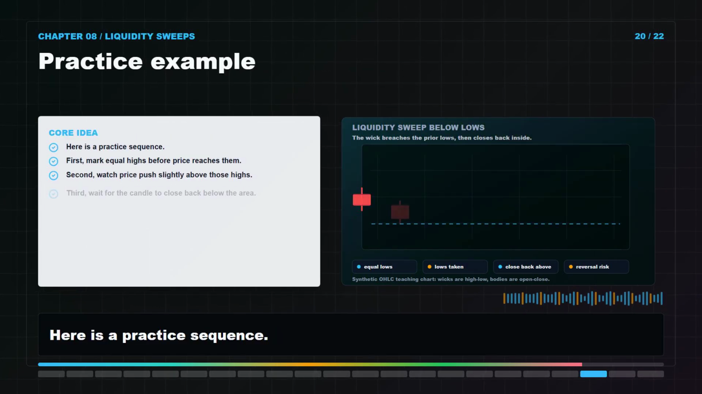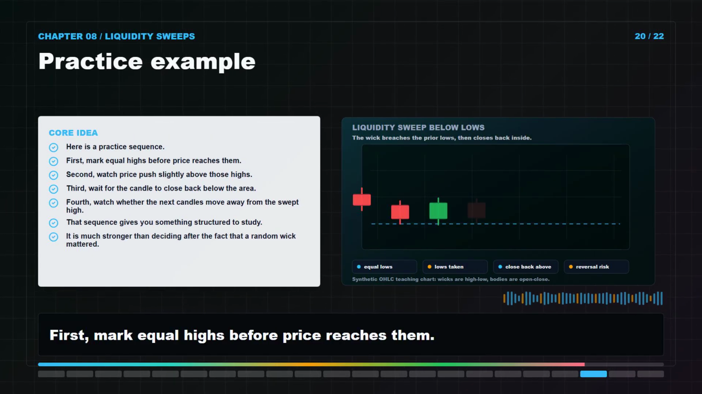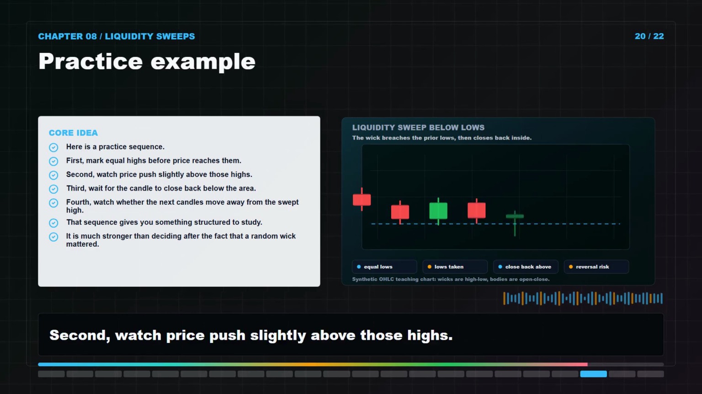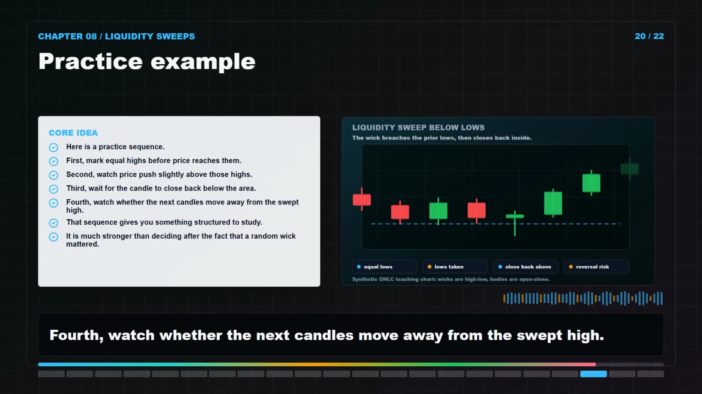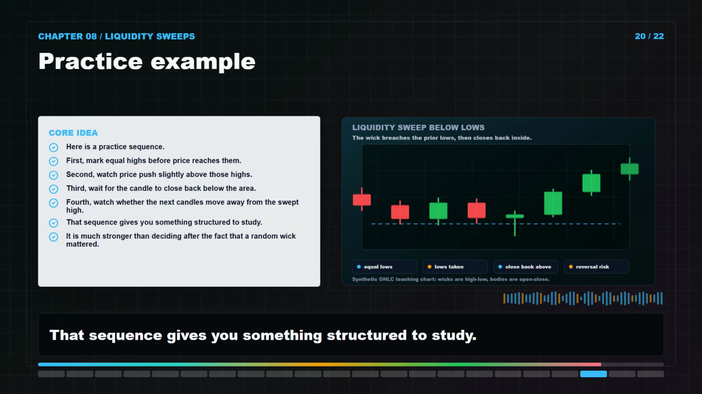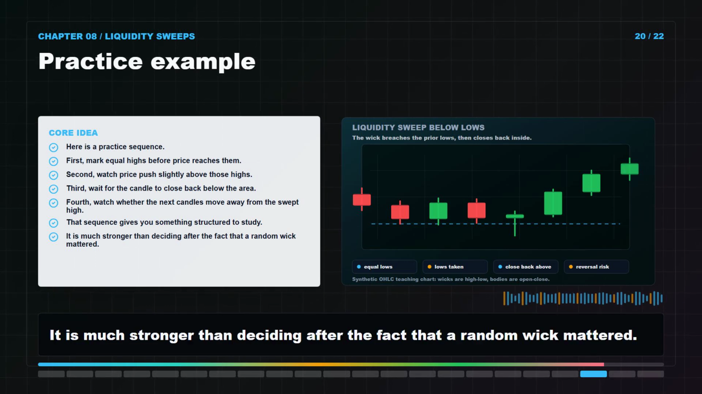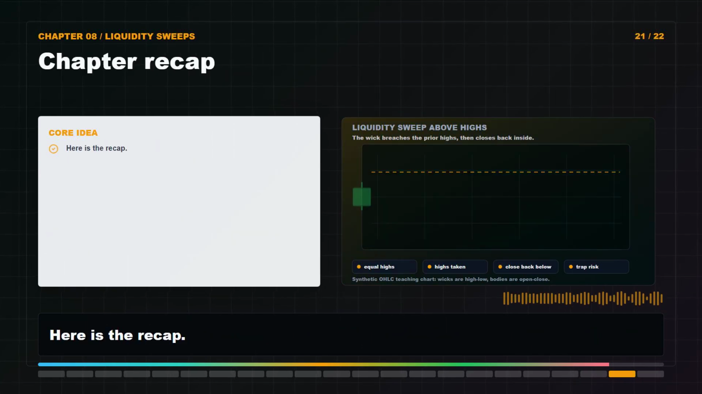Here's a practice sequence. First, mark equal highs before price reaches them. Second, watch price push slightly above those highs. Third, wait for the candle to close back below the area. Fourth, watch whether the next candles move away from the swept high. That sequence gives you something structured to study. It is much stronger than deciding after the fact that a random wick mattered.